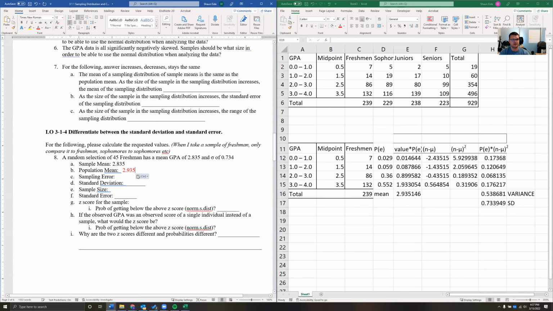2.935. Okay, sampling error, it's going to be the sample mean minus the population mean. So that's going to be negative 0.1. And then what is the standard deviation? The standard deviation is right here. And then the sample size is right here, 45. And then the standard error. The standard error is the standard deviation divided by the square root of the sample size.